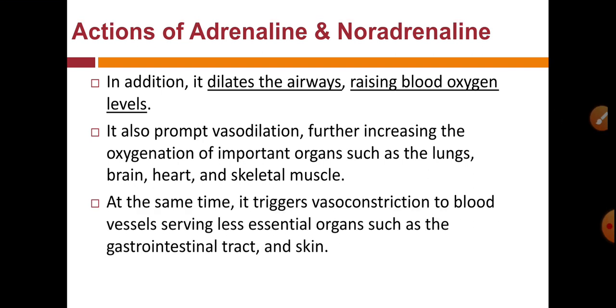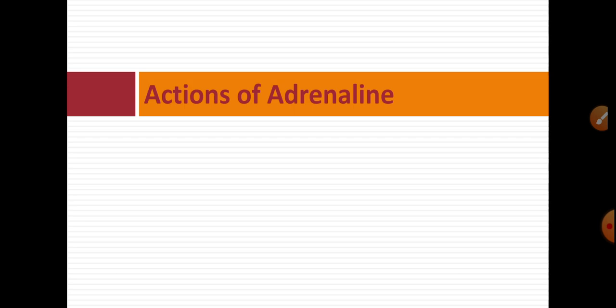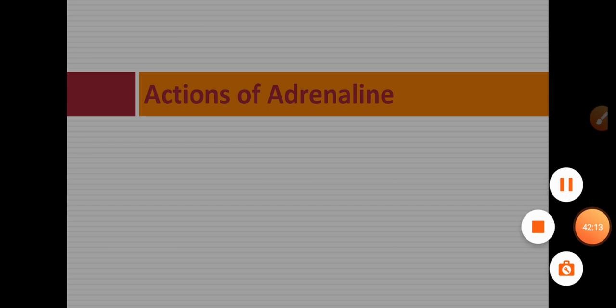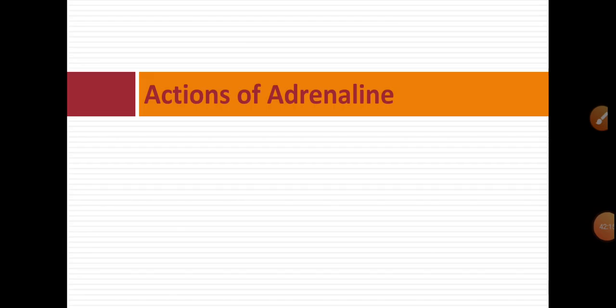At the same time, they trigger vasoconstriction of blood vessels serving less essential organs such as the gastrointestinal tract and skin. So at the same time, there is vasoconstriction of blood vessels supplying less essential organs such as the gastrointestinal tract and skin. Let us see the actions of adrenaline in detail. We will see these actions in the next lecture.